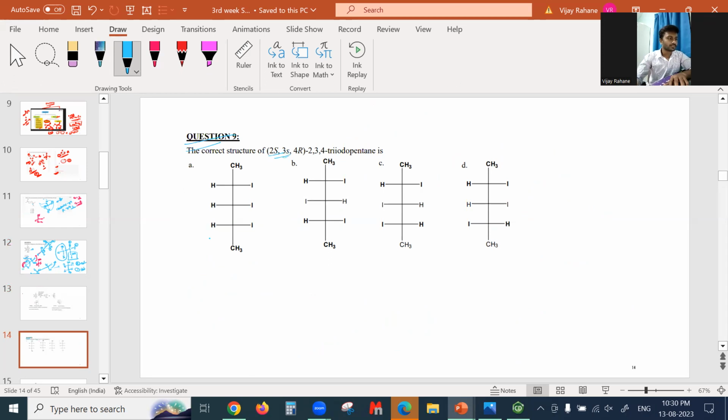So the next question is: 2S, 3S, 4R tribromopentane is. All right. We have to find the correct structure which has, at the 2 position, that is at C2, the S configuration. At the 3 position, it should have the S configuration, and at the C4 position, it should have the R configuration. But here, just see, they have written small. It means, oh, sorry.